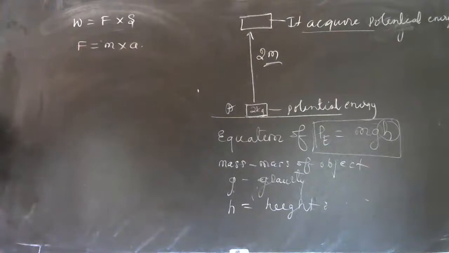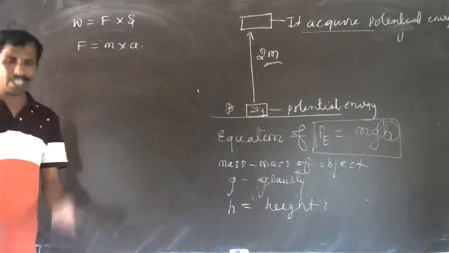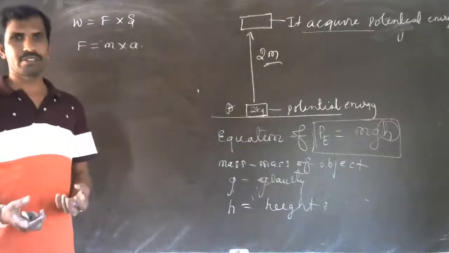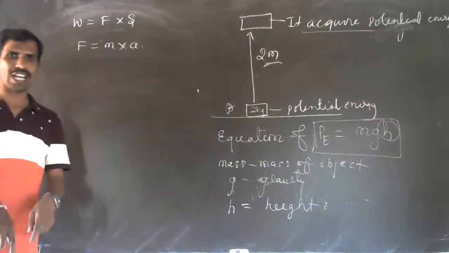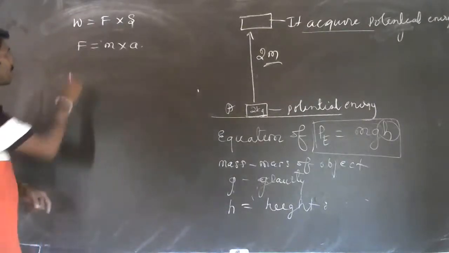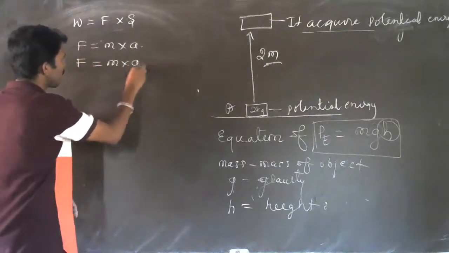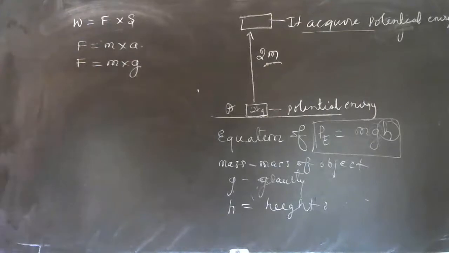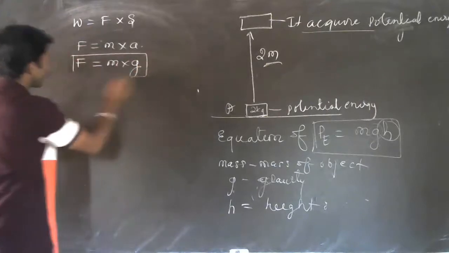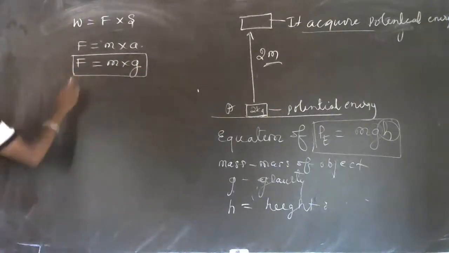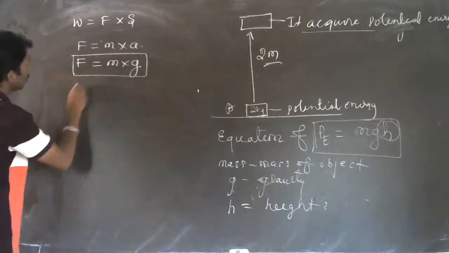When we are lifting the object to a certain height, we are putting a force opposite to the gravity. That's why we write F is equal to m into g. We have learnt it in the gravitation chapter. So if you substitute this value into the work done equation, what will you get?